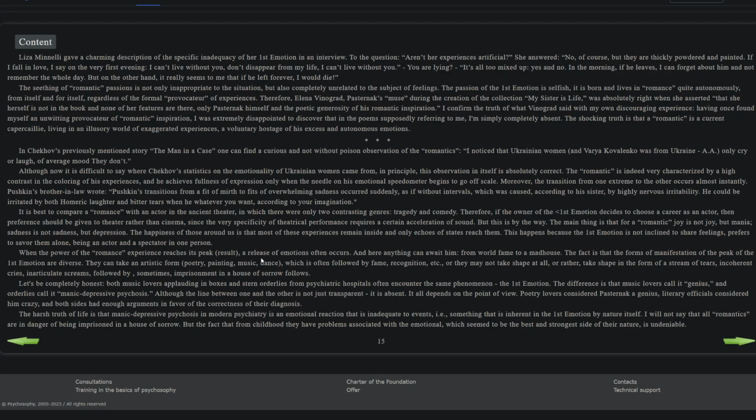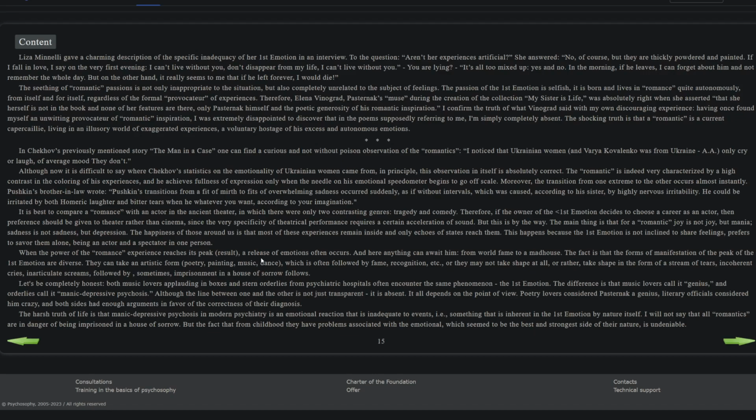Okay, so again, the self-absorbed and kind of negative aspects of this type. So when the power of the romantic experience reaches its peak, a release of emotions often occurs. And here anything can await him, from world fame to a madhouse.